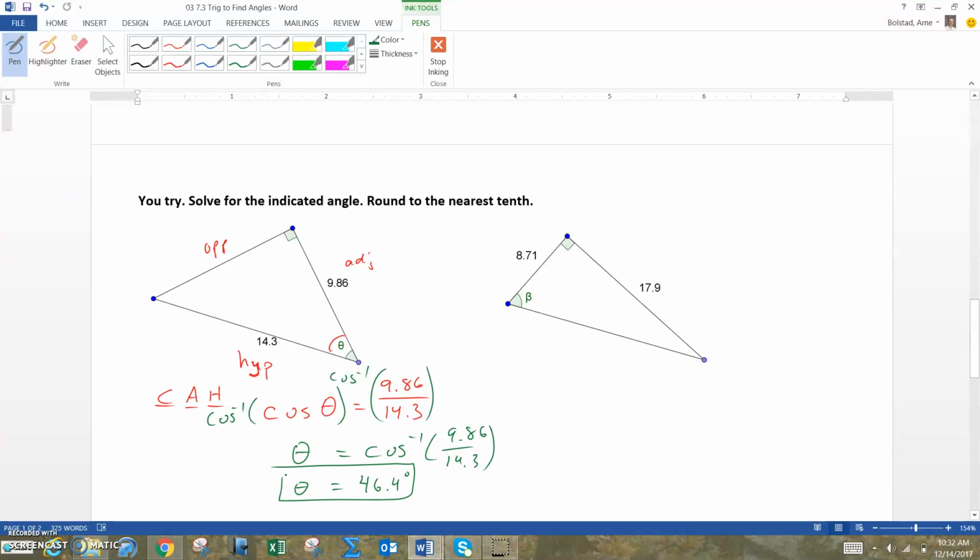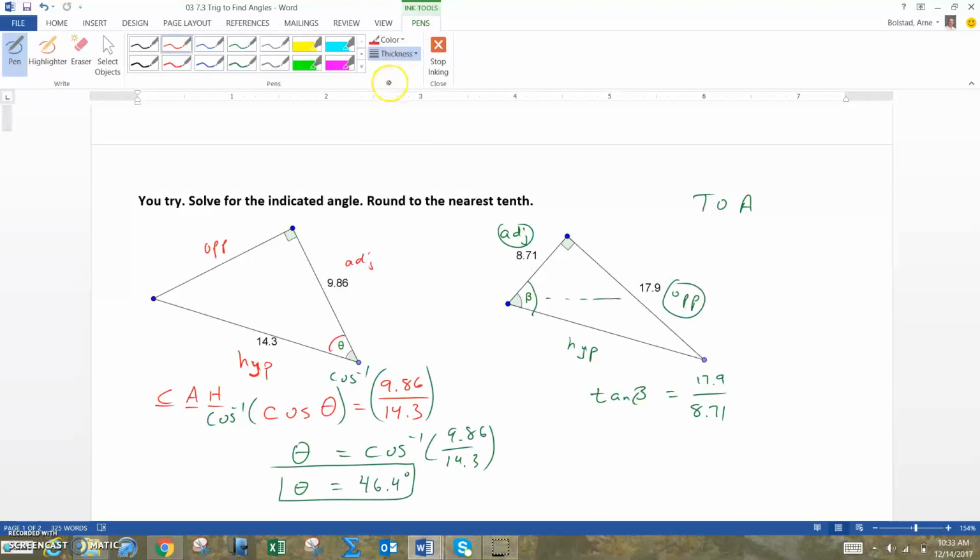Continuing to the next problem, we would take a look at where beta is in this case. Instead of theta, we have beta. Again, the side opposite, because our angle bisector would run into that side, so 17.9 is the opposite side. Hypotenuse is over here, so the adjacent side must be 8.71. So we have opposite and adjacent. In my head, that pops up as TOA, so we have tangent. Let's write the equation. Tangent of beta equals the opposite side, 17.9, over the adjacent side, 8.71.